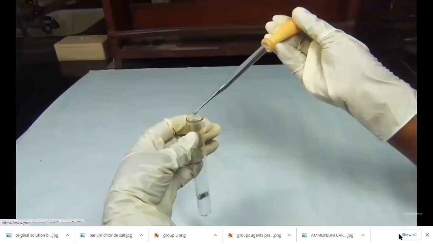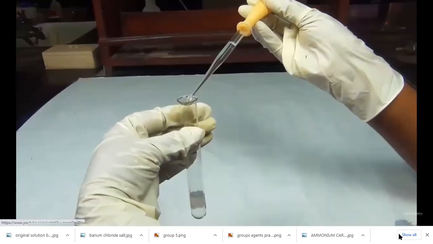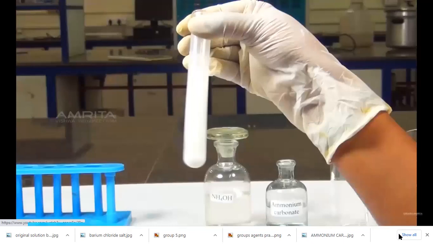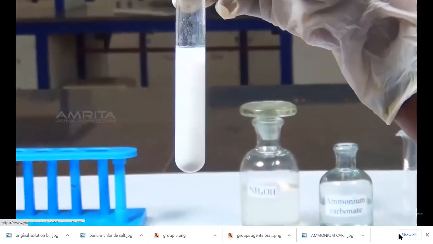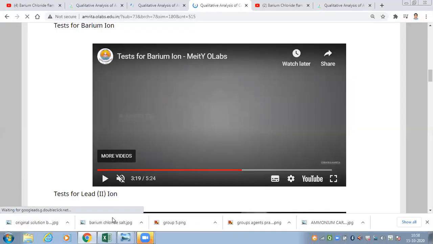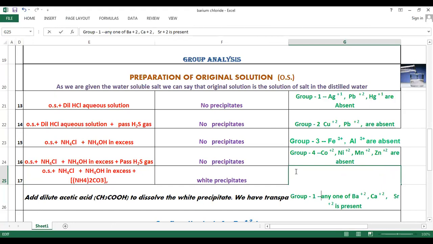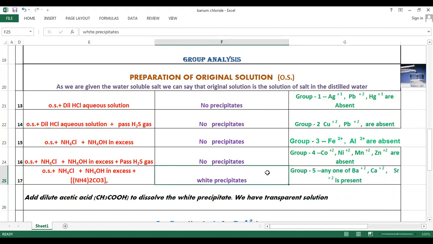Now we are going to add NH4OH, that is ammonia solution, in excess. We want it to be basic, so we add it. Then we add ammonium carbonate. You can see we have been adding ammonium carbonate dropwise, and we have got this white colored precipitate. So as we have got the white precipitates, my dear students, we can say that the next group, that is group number 5, is present.